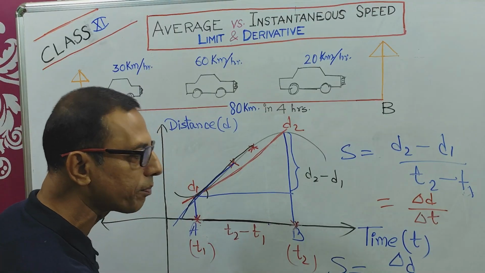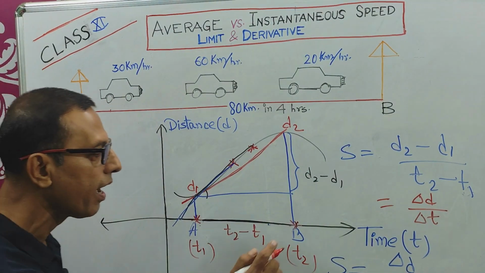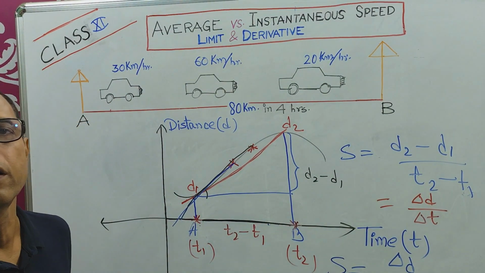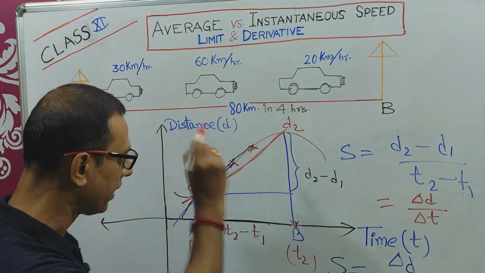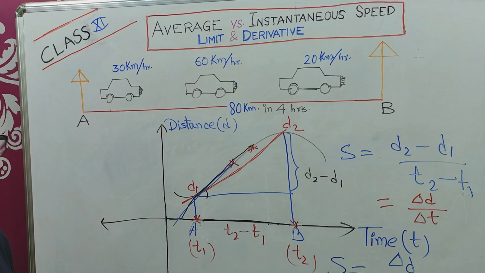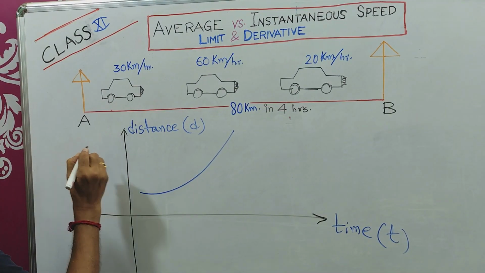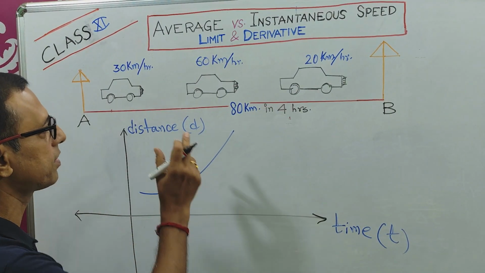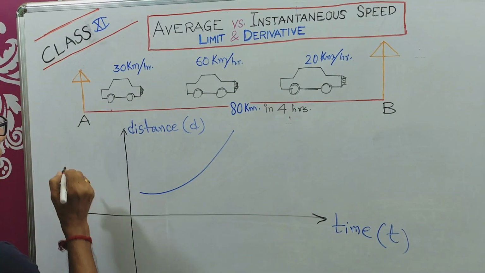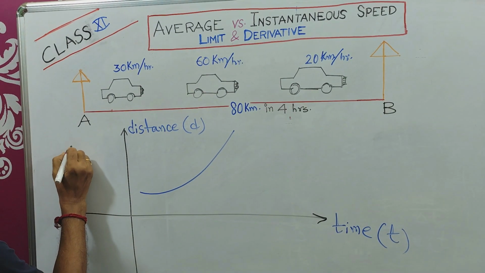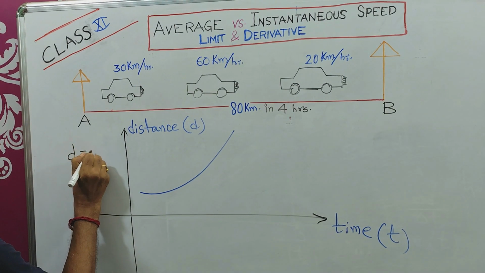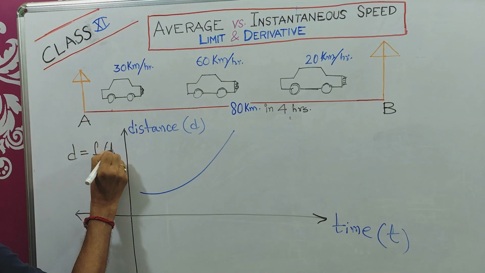This is where the concept of limit comes into the picture, and this is what is called the derivative, right? Then I will explain it with respect to a function. Let's do that. Now assume the relationship between distance and time is a function. Let's say distance D equals a function of time t.